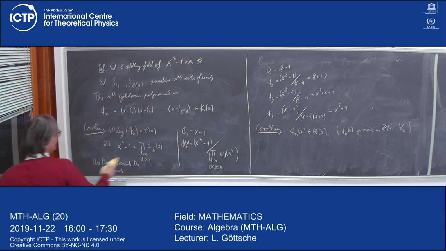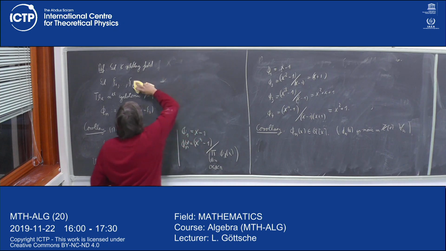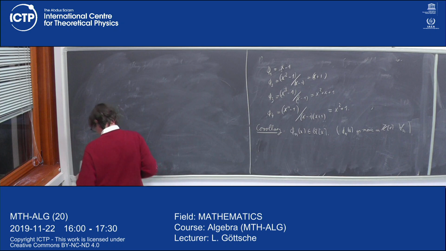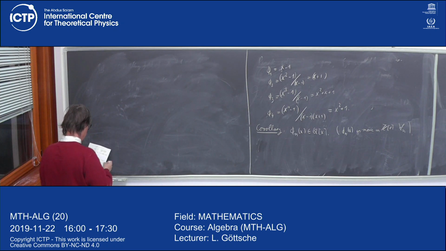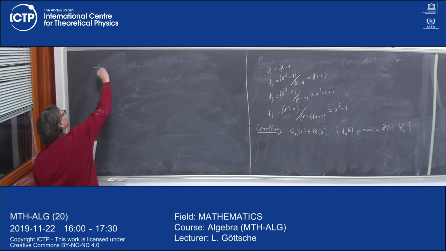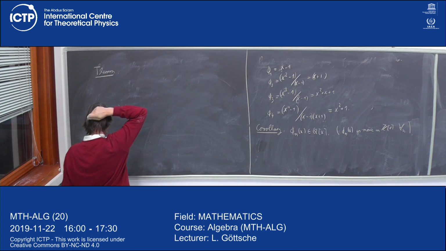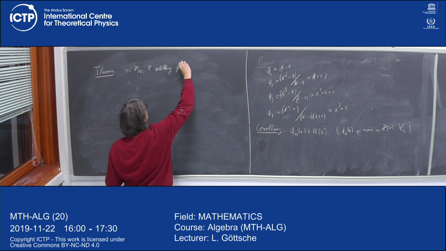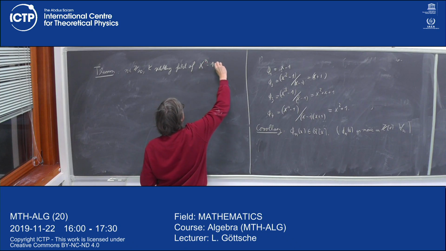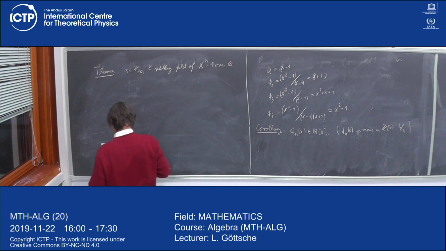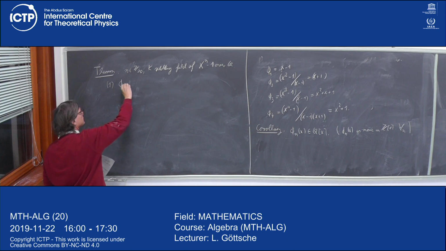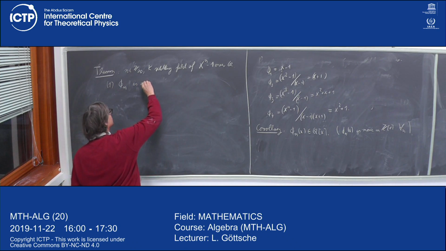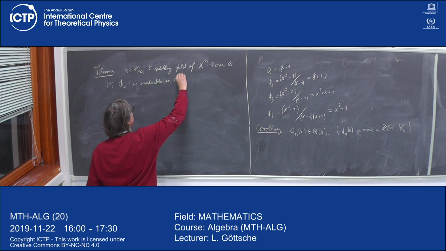So maybe I can do it here. So we want to know, well, so we take K as before. So I don't actually need it. So theorem. So we take n a positive integer, K is a splitting field of x to the n minus 1 over Q. And so then the first statement is that this polynomial phi n, this cyclotomic polynomial, is irreducible in Q[x].